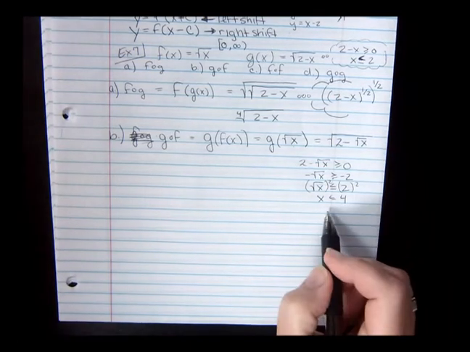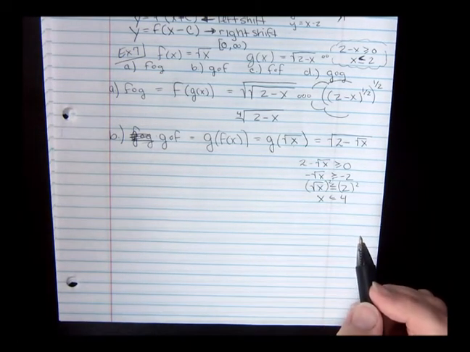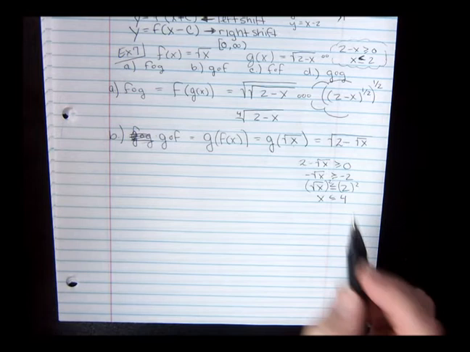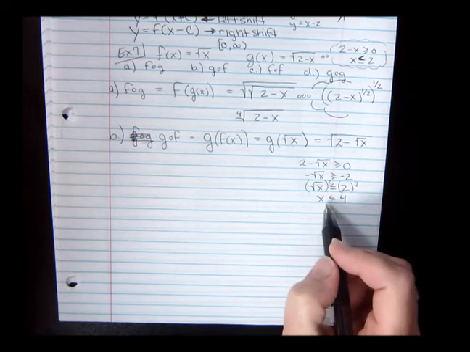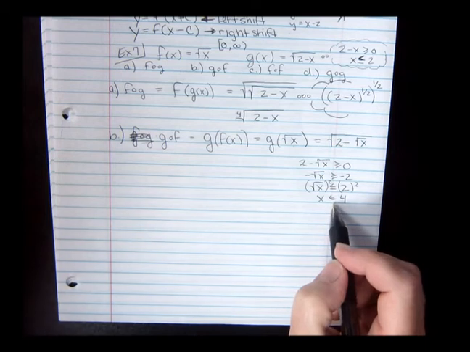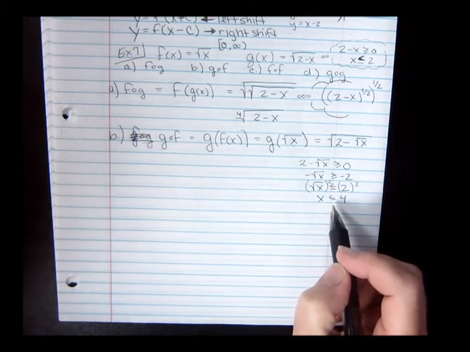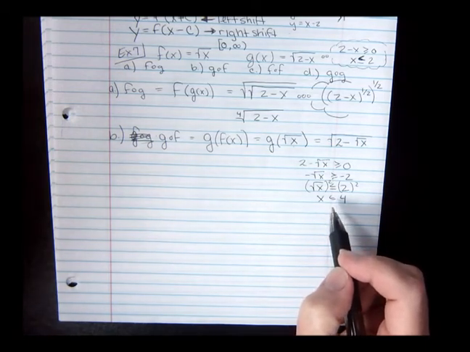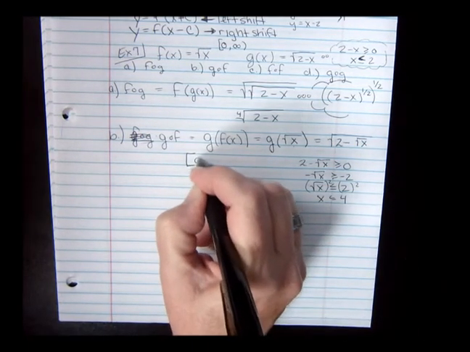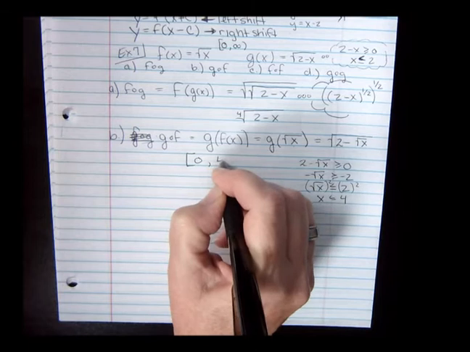Okay, so I know my domain of f of x is greater than or equal to 0. My domain of x, or of our new function, is less than or equal to 4. So my new domain is going to be from 0 to 4.